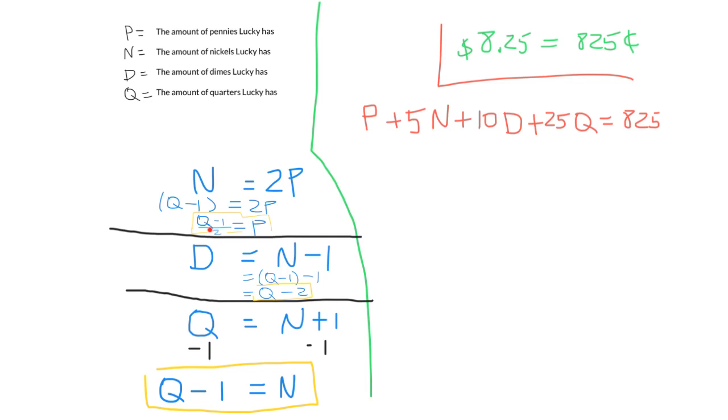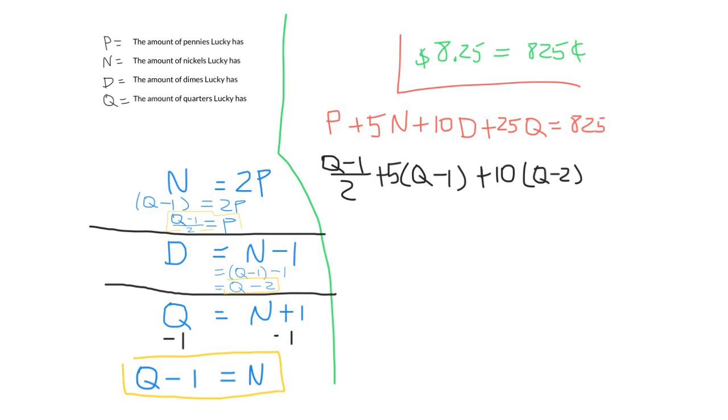P we know is equal to (q minus 1) over 2, so we could just simply write that. And then we're going to be adding 5 times n. So it's going to be plus 5 times, well, what is n? N is q minus 1. So we must put that in parentheses, q minus 1. And then it's going to be plus 10 times d. So it's going to be plus 10 times whatever d is in terms of q. Well, we already discovered that d equals q minus 2. So we're going to write q minus 2. And then after that, we just have plus 25q.